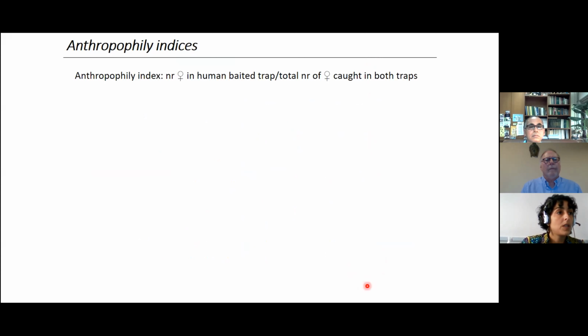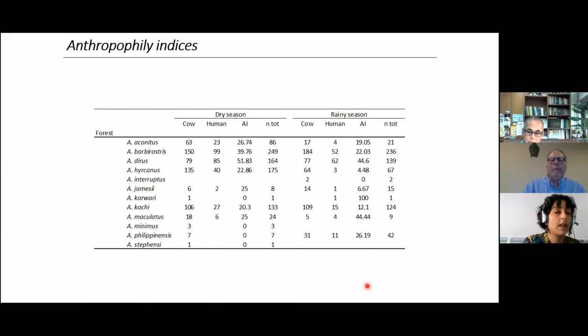As I said, we were interested in the host preferences of these mosquitoes, so we looked at the anthropophily index. The index is calculated as the number of females collected in the human baited traps over the total number of females collected in both traps. An index around 50% indicates a generalist mosquito, with a random choice between cow and human. Below 50%, it gives you rather zoophilic species. Above 50%, it is more an anthropophilic species, or what would be considered anthropophilic.